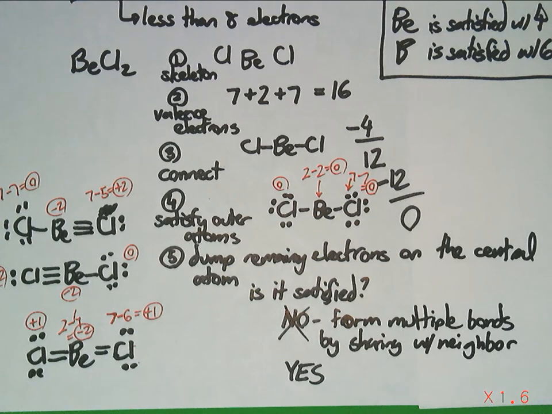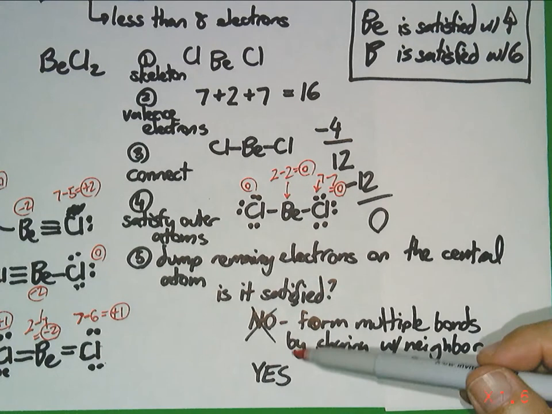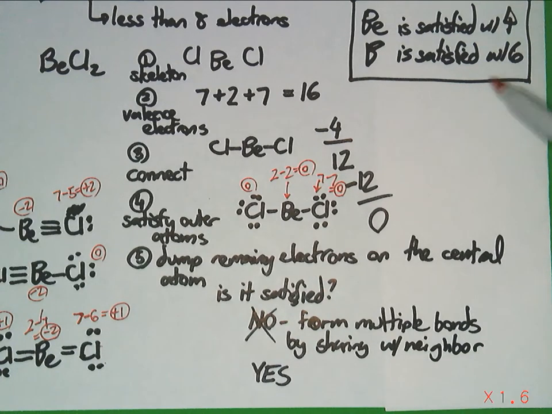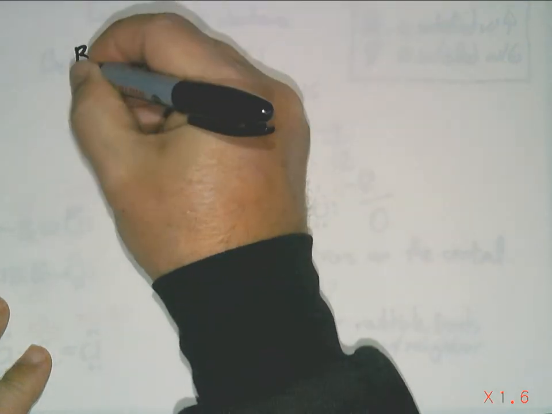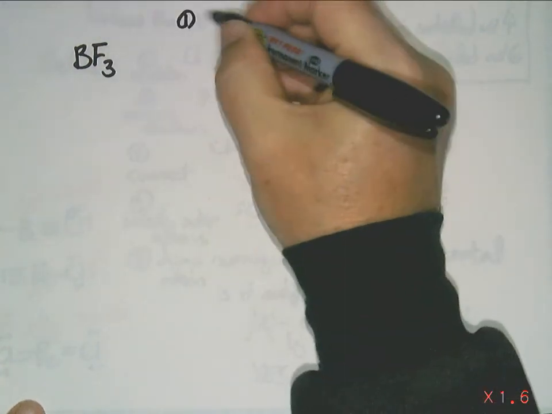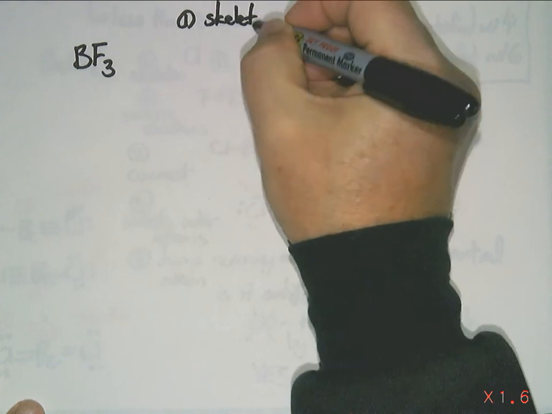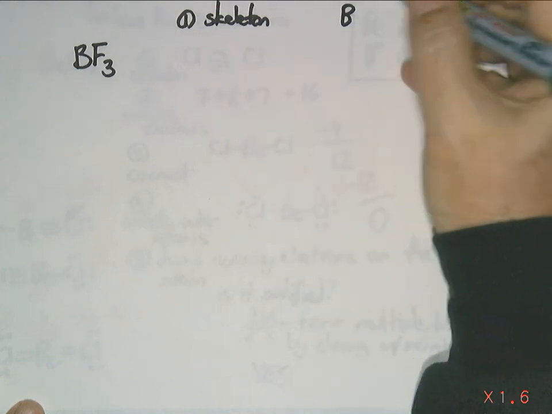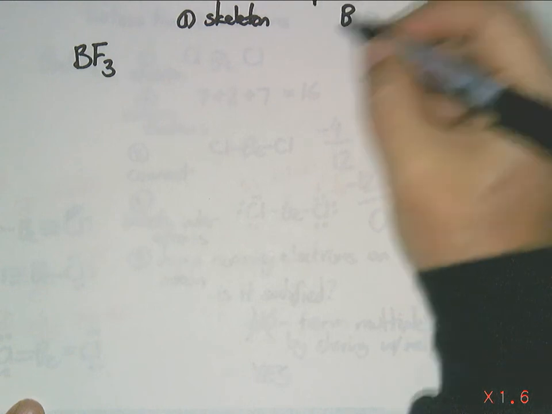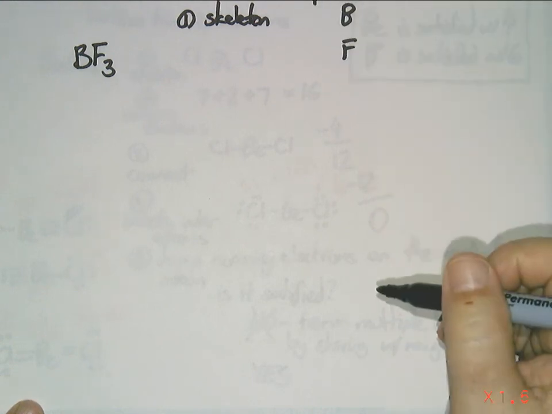Now, let's do one with boron. And let's keep in mind this little addendum to the rules here, that when we have beryllium or boron, they are satisfied not with an octet, but with an incomplete octet. Let's do BF3. Okay, step 1, skeleton structure. I'm going to put the boron in the center because it's closer to the center of the table than the fluorine. So there's my skeleton.